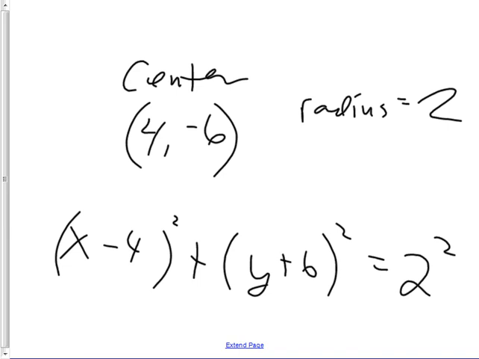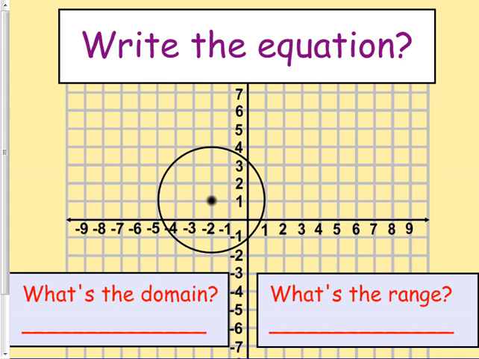Okay, so let's go to this slide right here. Find this one in the notes. If you haven't been able to find the notes, you can read it right off the board. And figure out what the center is. And the radius is easy to see. Just see how far it is from here to the edge. You should be able to write the equation. Don't worry about the domain and range till later. For right now, just write me the equation.